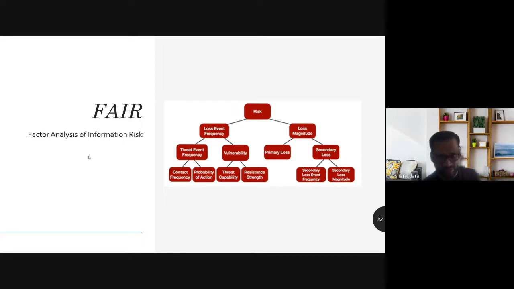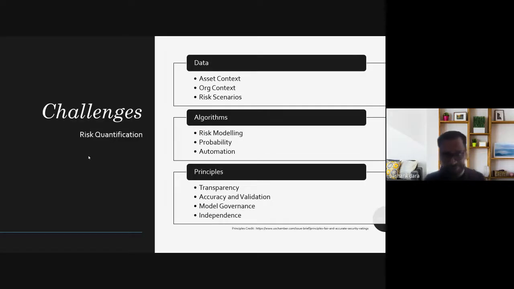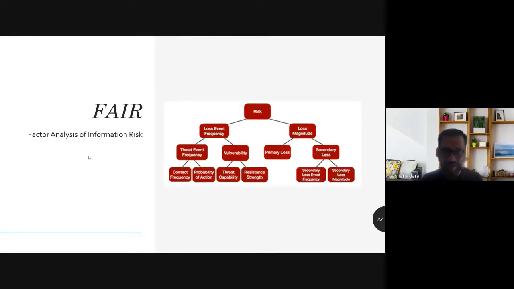There are many other models as well, but this has gained a lot of popularity in recent times, right? And there are challenges aplenty. Again, how do we automate it? This is a very manual and human-intensive task to come up with the risk models, because the context changes for each organization and each risk scenario.